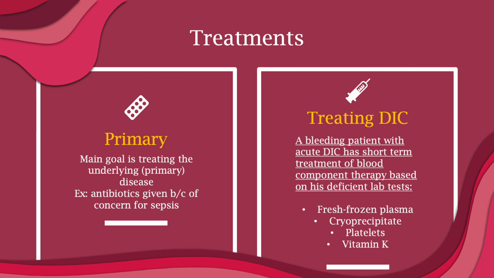Treating the primary or underlying disease is the main goal for treating DIC. For example, the patient was given multiple antibiotics for the concern for sepsis in the case history. But actually treating DIC, where a bleeding patient with acute DIC has short-term treatment of blood component therapy based on his deficiency in his lab tests. In the patient, he received fresh frozen plasma, cryoprecipitate, platelets, and vitamin K. And these are all just to make up for his deficient lab tests.